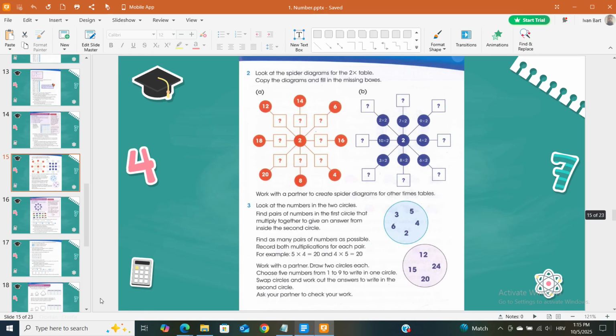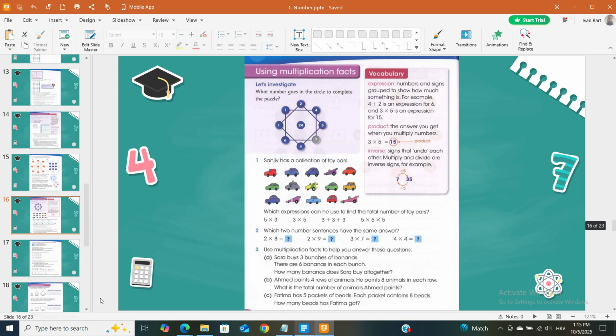Using multiplication facts. Let's investigate. What number goes in the circle to complete the puzzle? Sanjeev has a collection of toy cars.